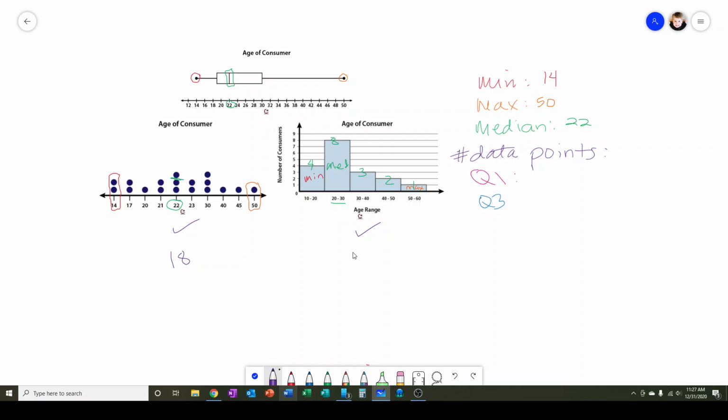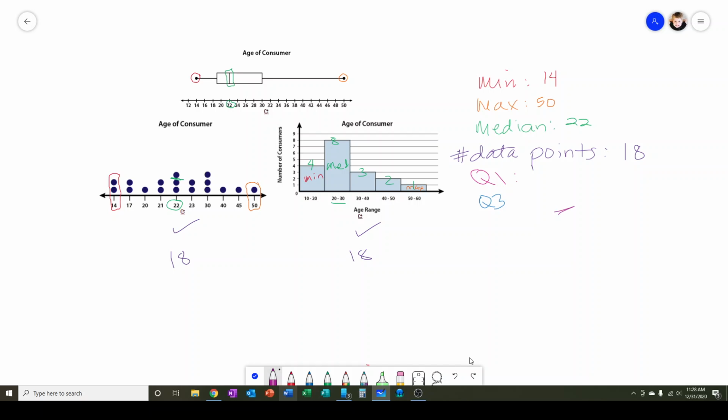Now, just simply looking at this box plot, you cannot determine the number of data points. You can't. Unless they tell you in the context, you can't do it. So all we're doing here is we're matching up the data points from the two data displays that you can match up. And then we're going to match up the quartiles.